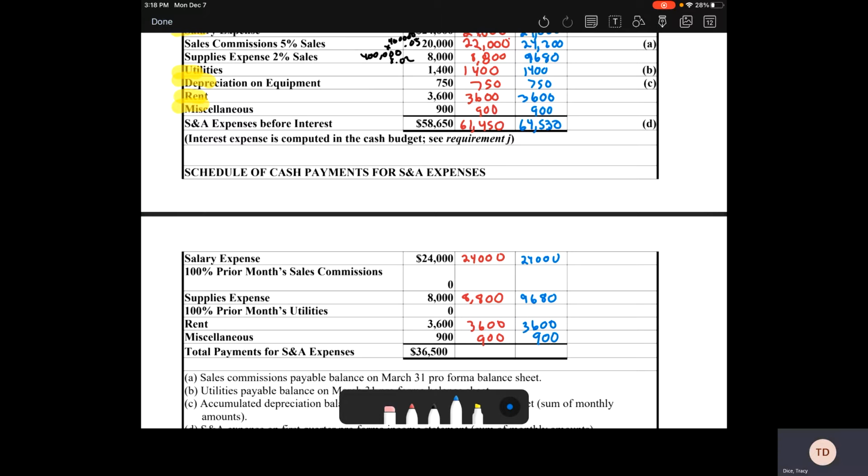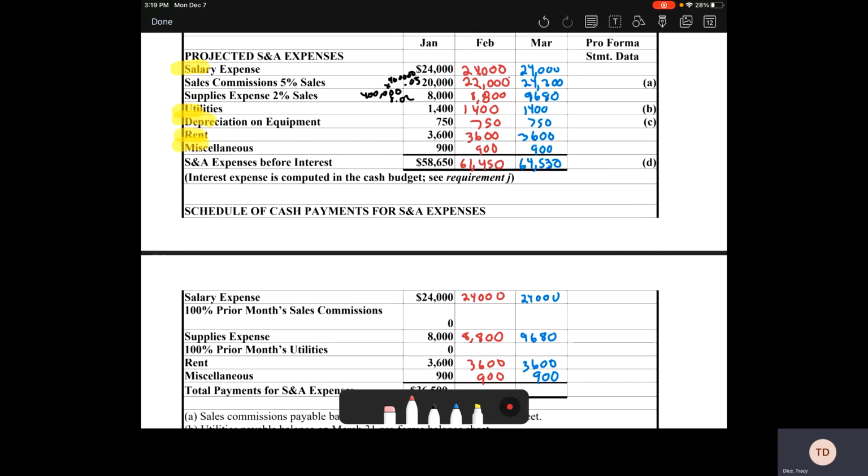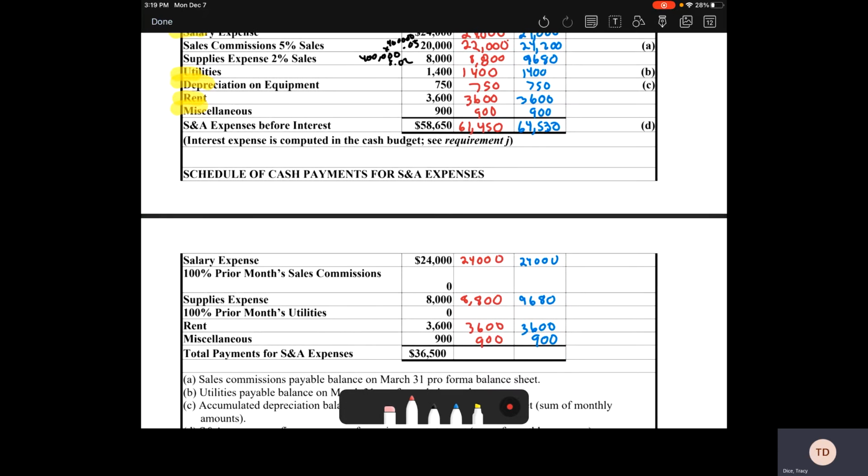So now we have to figure out our commission and our utilities that we're paying. What they tell us is that we pay 100% of our commissions the next month. So in the first month, January, we don't pay anything in sales commissions, because that is our first month in operation. In January, we had sales commissions of $20,000. We don't pay that in January, we're going to pay that in February. So that $20,000 goes into February, even though it was earned in January.